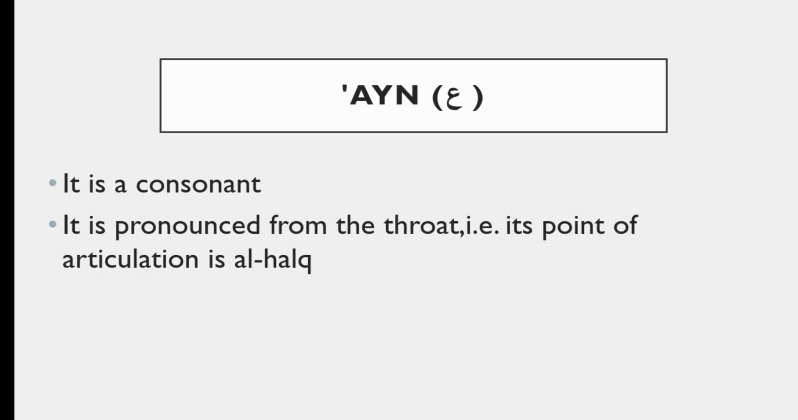Then we have ain. It is a consonant letter. It is pronounced from the throat. That is, its point of articulation is al-halq. People do mistake these for hamza, which is pronounced as a. Here we have ain, ain, not a, not a, but ain. It works with the throat.